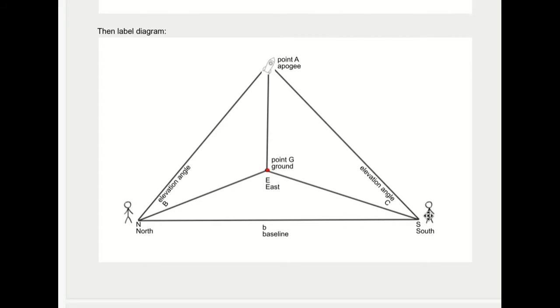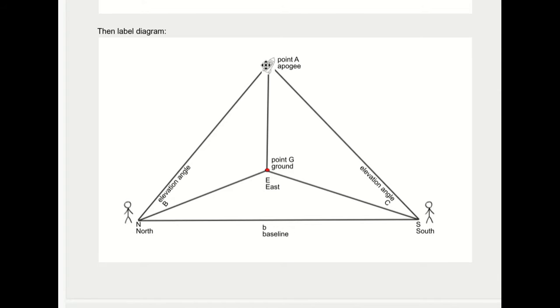Okay, so this little guy's at the south end, this guy's at the north end, the rocket is down here at the east end. The distance between north and south, we're going to call that the baseline. It's a length. And right here, we're going to have a rocket launch, and it could be from anywhere, but when we measure the apogee, this is going to be point A, the apogee, and directly straight down below that will be our point on the ground. We'll call it point G, and it's going to be east of the north and south line.